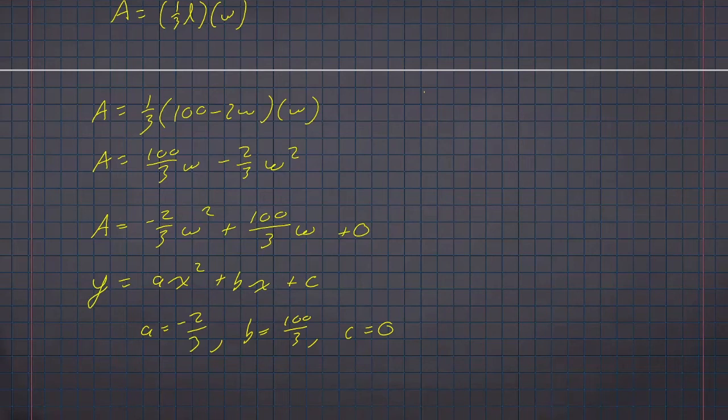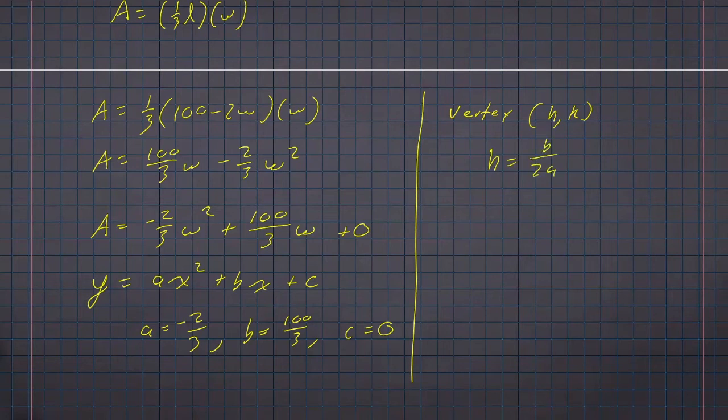As we saw, we can complete the square in general, and then the vertex is going to be at the point (h, k), where h is negative b over 2a. So I just plug in my values in question. a is negative 2/3, b is 100/3.